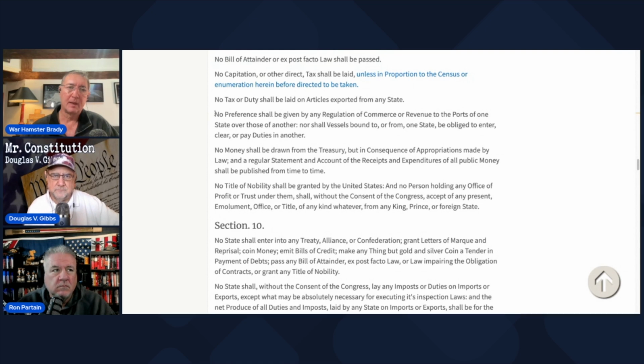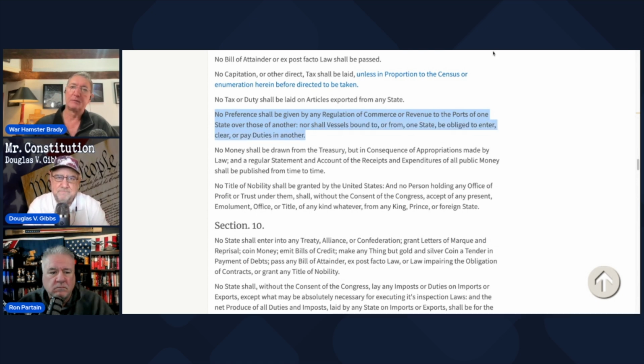it's a bit longer. It says "No preference shall be given by any regulation of commerce or revenue to the ports of one state over those of another. Nor shall vessels bound to or from one state be obliged to enter, clear, or pay duties in another." Here's where they had the additional clause.